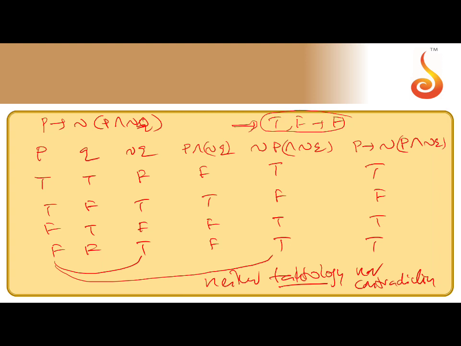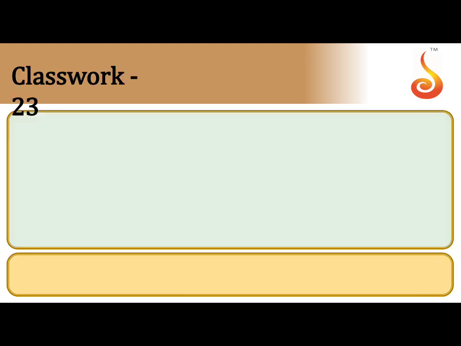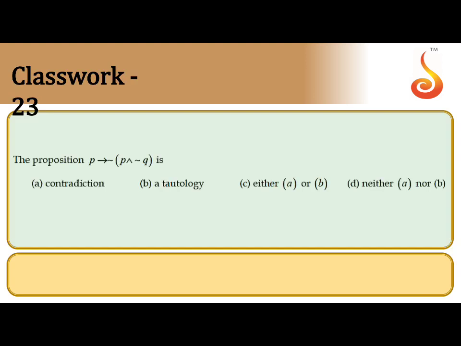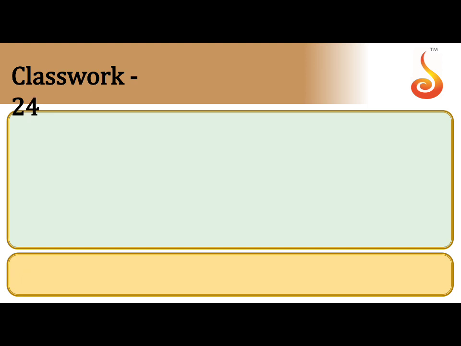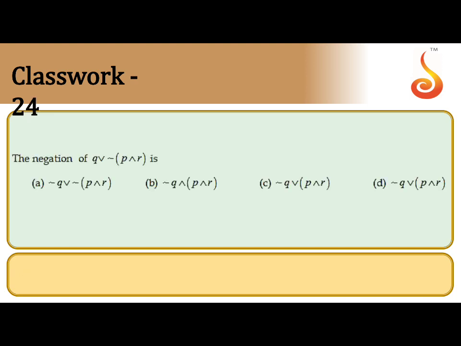Prepare the table based on the truth value of the last column. You can say that it is a tautology, or a contradiction, or neither tautology nor contradiction. So I hope everyone understands. This is most important. So option D is correct. Check it. D is the correct answer. So next one, the negation of this one means you have to apply negation to this one.